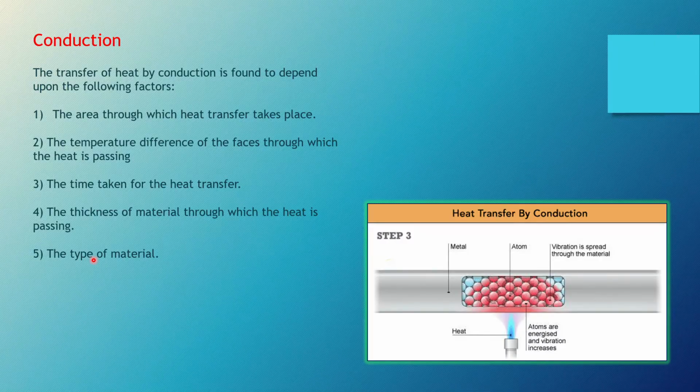So this is an example of heat transfer by conduction. The atoms of metals are usually closely packed. So when heat is transferred to the atoms, it will be distributed to neighboring atoms or particles through the vibration of each individual particle or atom. So that is how heat is transferred by conduction. Atoms are energized and vibration increases.